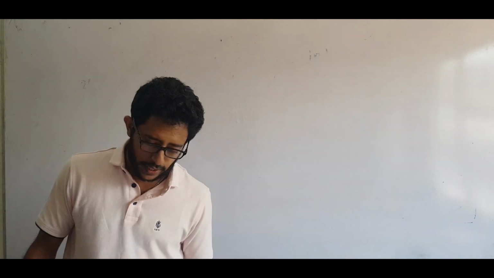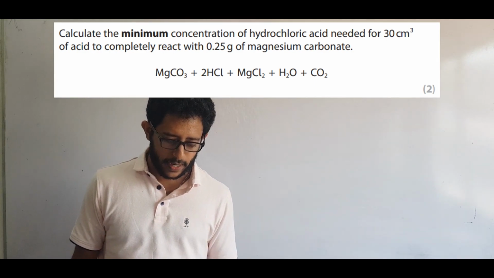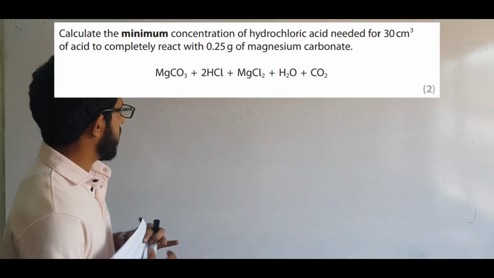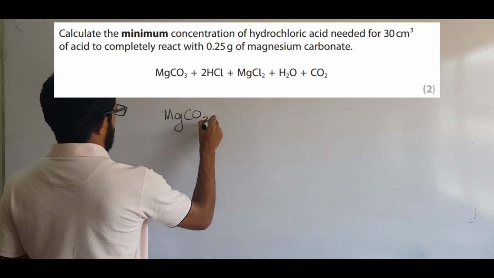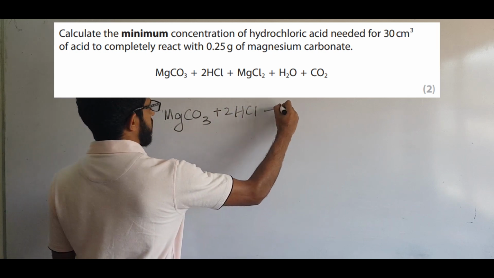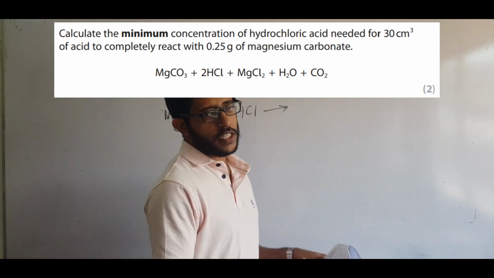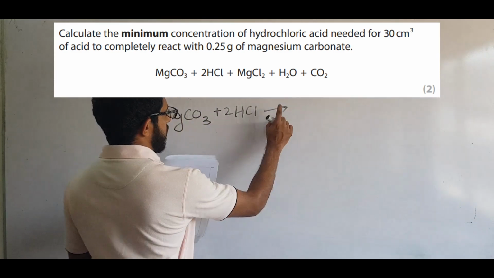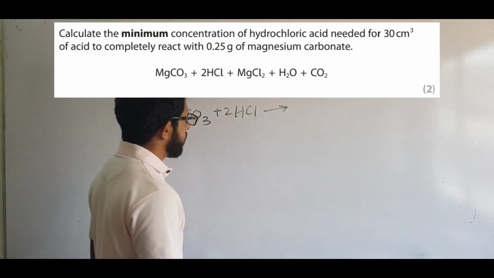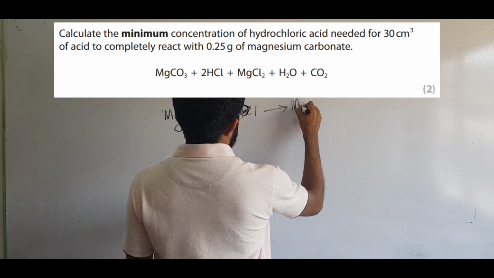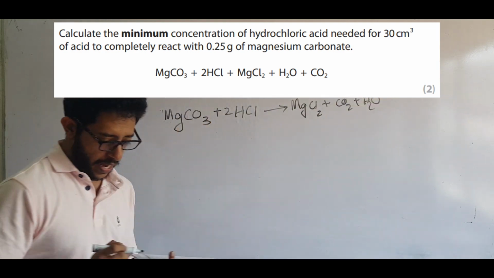Calculate the minimum concentration of hydrochloric acid needed for 30 cm³ of acid to completely react with 0.25 gram of magnesium carbonate. They have given the reaction, but I think you can see here, it's very rare you can see printing mistakes in Edexcel papers, but here is one. It is MgCO3 + 2HCl + MgCl2 + H2. It should be an arrow. Instead of this arrow, they have given plus marks, a slight printing mistake. So it gives MgCl2 plus CO2 and H2O. Okay, the reaction is that.